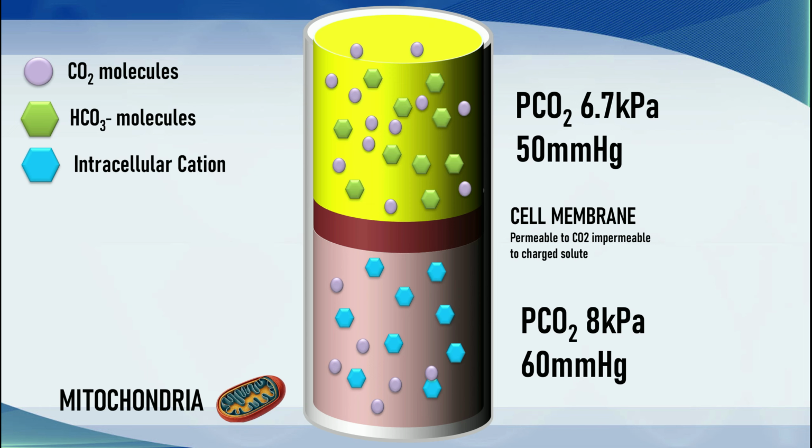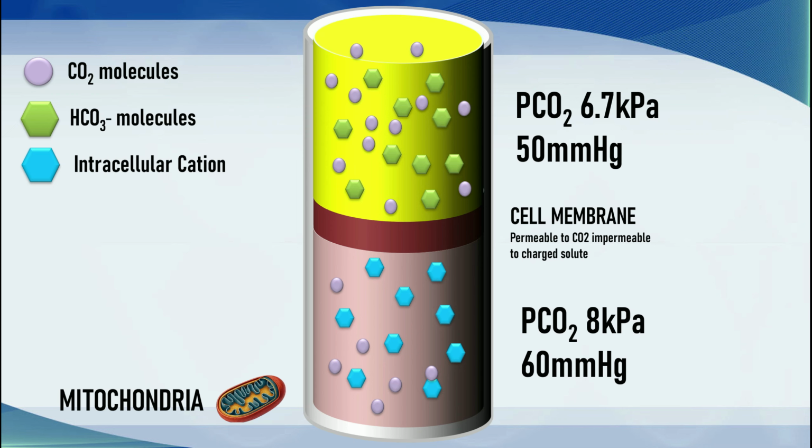Remember, these gradients are always pressure gradients in kilopascals or millimeters of mercury, not concentration gradients. Importantly, those charged particles, the electrolytes, will remain in their compartments. They won't budge unless actively transported into cells or out of cells via transcellular ion pumps.